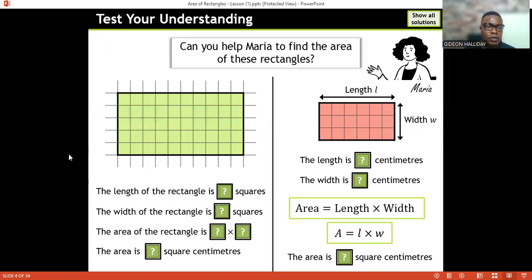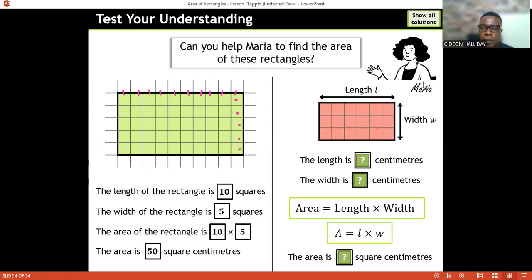Now here, what's the length? What do we have as the length? Let's say that should be 1, 2, 3, 4, 5, 6, 7, 8, 9, 10. 10 squares will make up the length, right? 10. And how about the width? Let's see. 1, 2, 3, 4, 5. So that's 5 centimeters, 5 squares. Now we're going to do 10 times 5. And that equals what? You guessed right. Good job. 50 square centimeters.